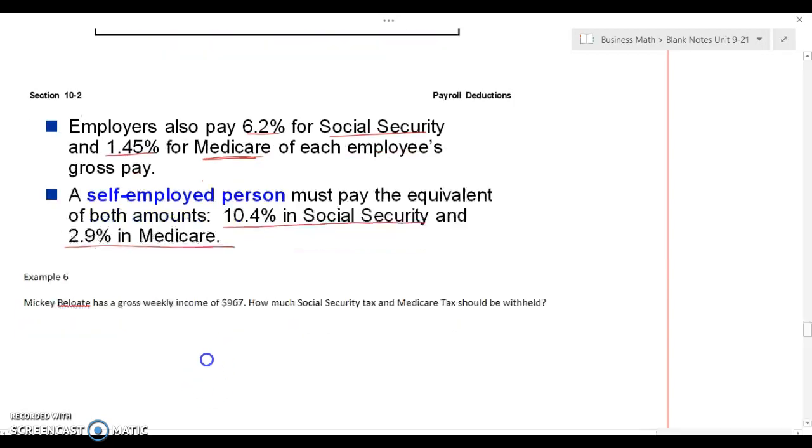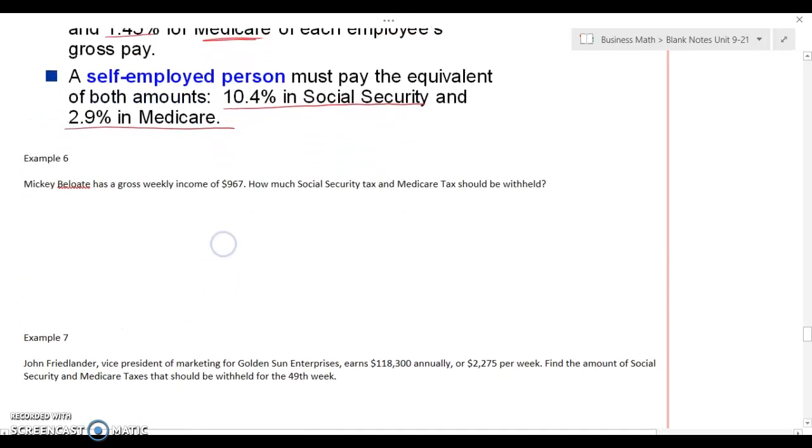So let's practice this. She has a gross weekly income of $967. How much Social Security and Medicare should be withheld? Every time you do this, you need to make sure that the person is not over $110,100. That's the cap for Social Security. So we start off by saying, well, how much does this person make a year? Well, $967 weekly means multiplied by 52.